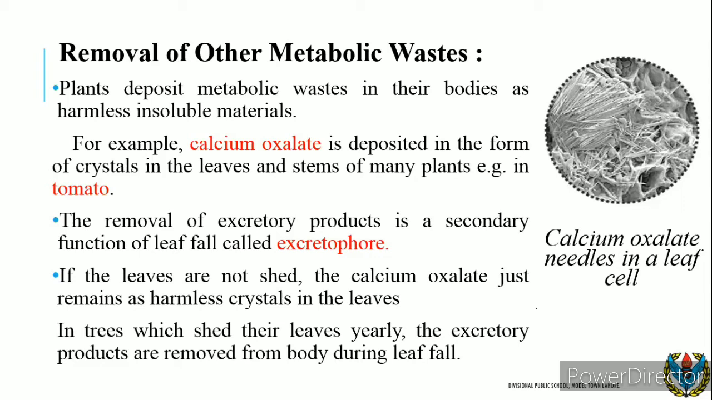The removal of excretory product is a secondary function of leaf fall. This removal of excretory product is called excretophore. If the leaves are not shed, the calcium oxalate crystals remain as harmless crystals in the leaf. In trees which shed their leaves yearly, the excretory products are removed from the body during leaf fall.